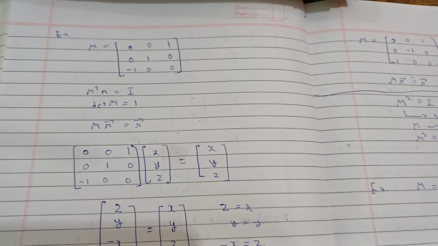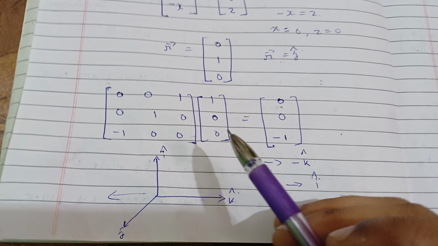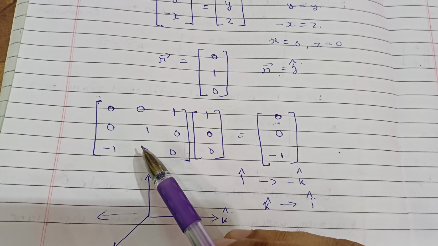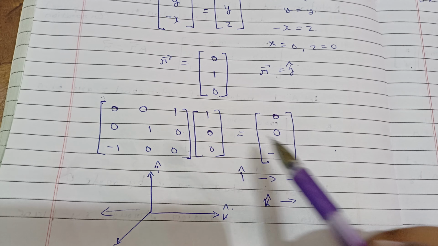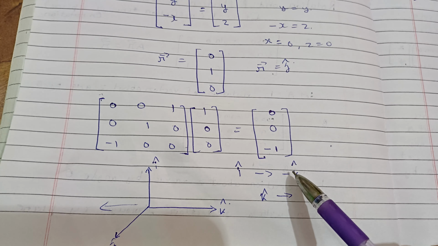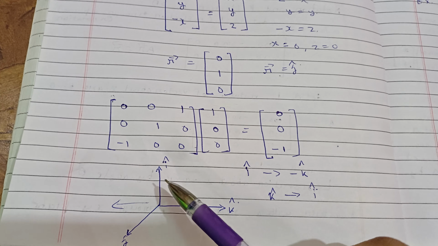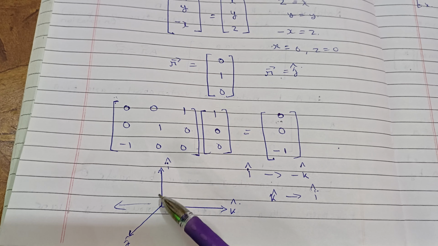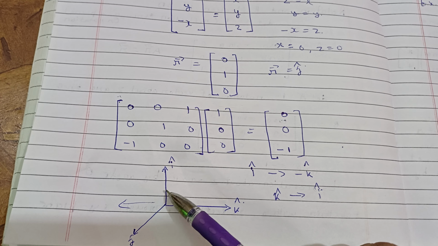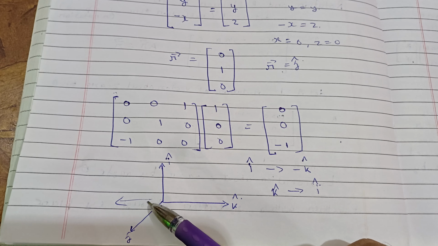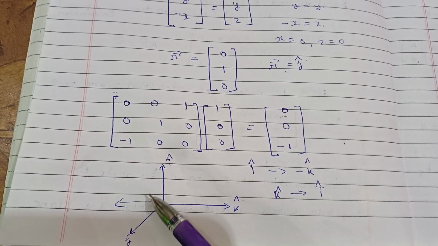Now you can verify some things here. You can find the angle, means let's operate this matrix on the i cap. After operating on the i cap, we will get minus k cap. See, if we put the coordinates like this, x, y, z, and operate on the i cap, then we are getting minus k cap, means it is rotating like this, 90 degrees anti-clockwise. Okay, so we found the angle.